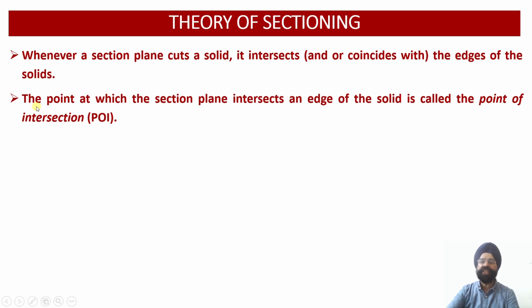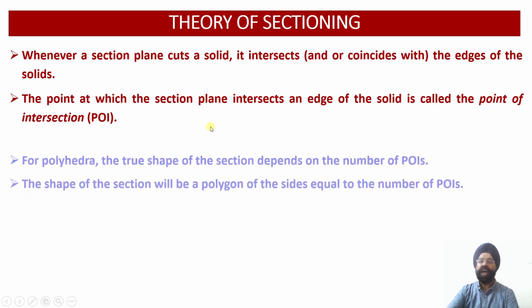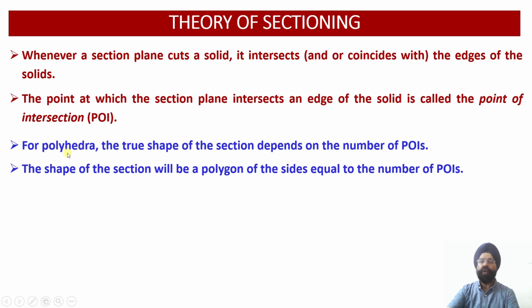This point of intersection of the section plane with the edge of the solid is called a point of intersection. In whichever points my section plane is going to intersect and cut the vertical edges or the slant edges or the base edges of the solid, all those points will be termed as points of intersection. And for the polyhedra, that is the solids which are bound by straight edges, the true shape of the section will depend upon the number of points of intersection.